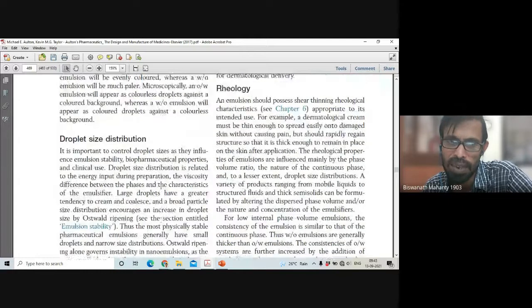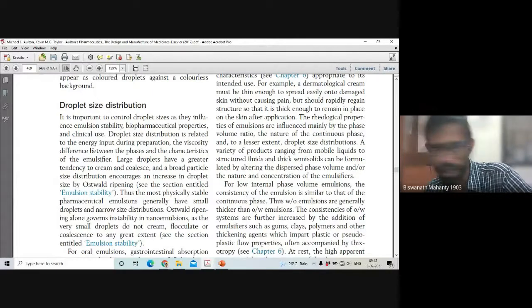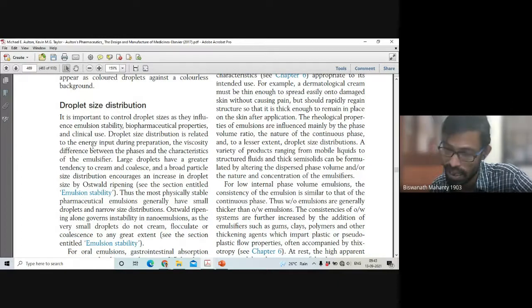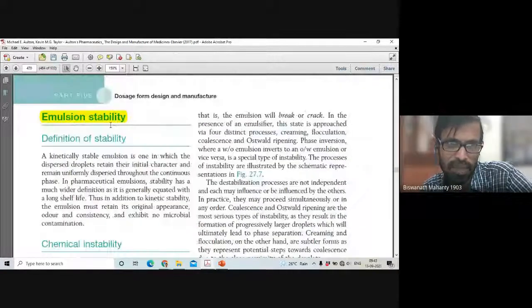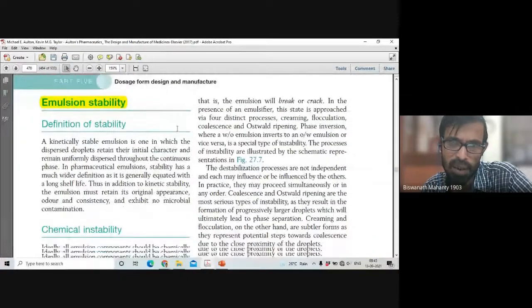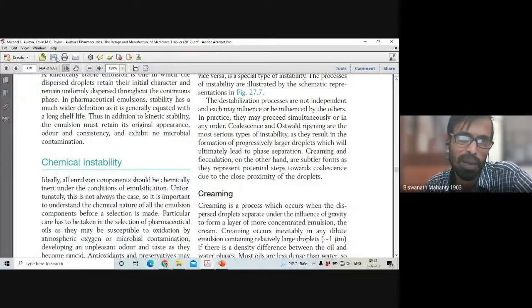Similarly, other properties are also there. Droplet size distribution: we can use photography for emulsion preparation, and we can also use imaging and microscopy techniques. Light scattering can also be used to identify the size of the emulsion droplets, and droplet size distribution can be used for quality testing. In the next class, possibly we will discuss emulsion stability, or rather, the instability of the emulsion.